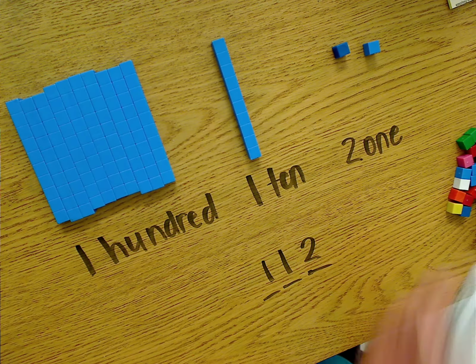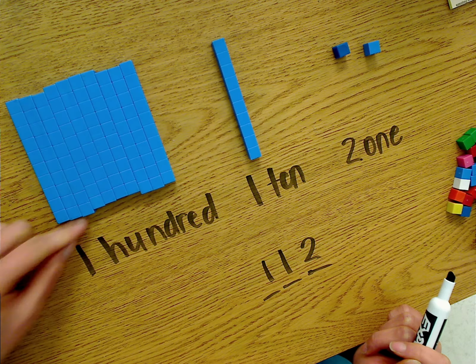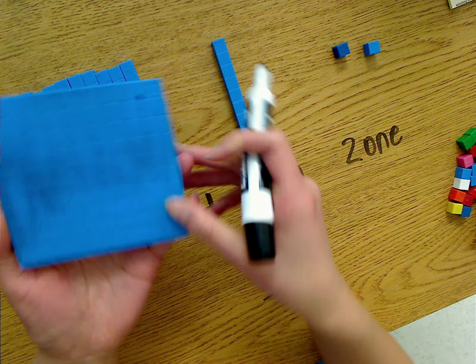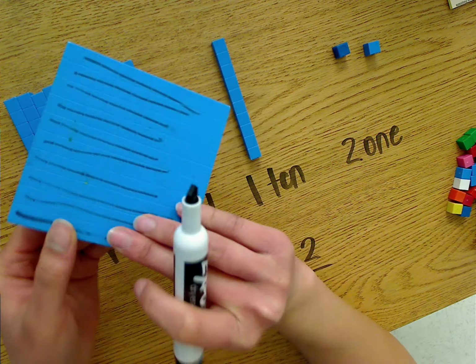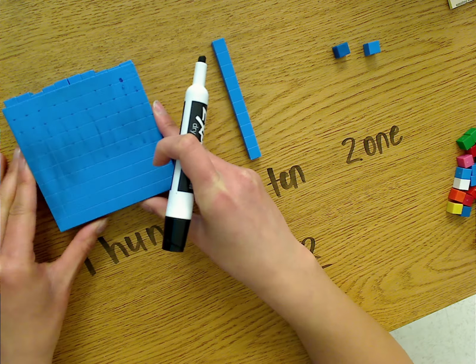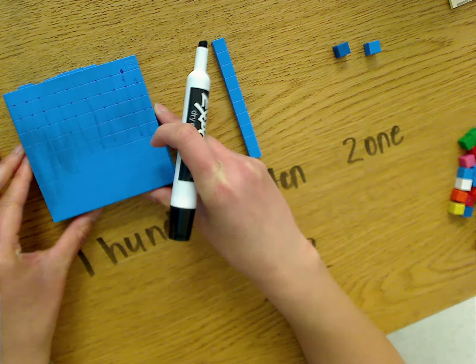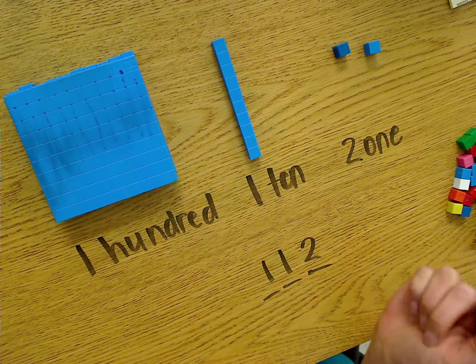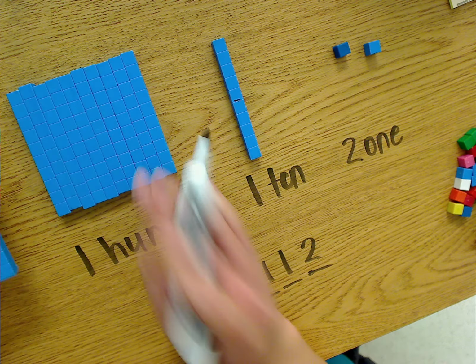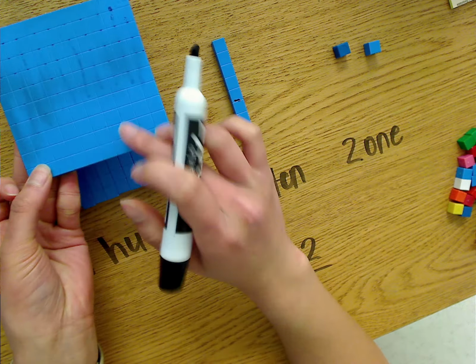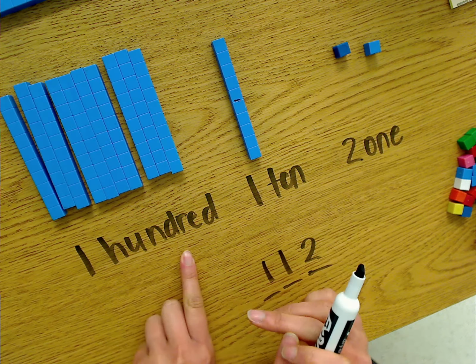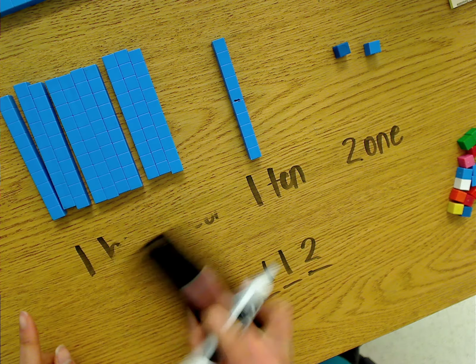Now I'm going to show you something else that's really cool. So here I have 10 tens, right? We just counted that. Remember my hundreds block? Look, when I place it on top of my 10 tens, it covers it exactly. Because that 10 tens is equal to a hundreds block. But now I don't have a hundreds block. So I'm going to erase this.